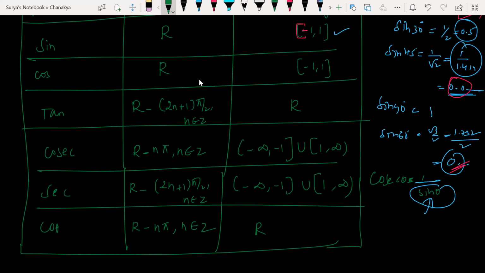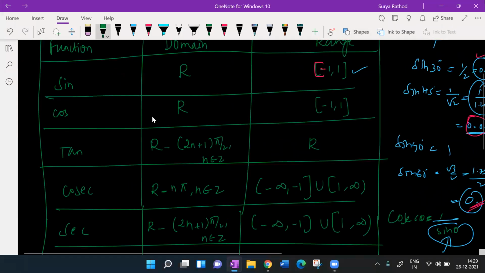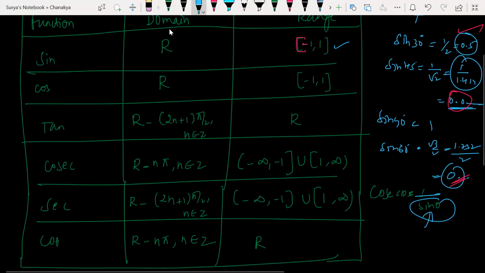Now this is the domain and range of trigonometric functions. Any doubts? Remembering all this is very important. Remembering, I mean, you should not mug up anything here. Try to understand why we are writing R here, why we are writing this one. Sin and cos are always the same here. Don't think beyond that.